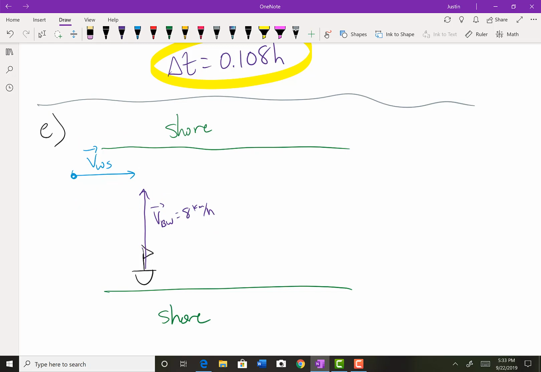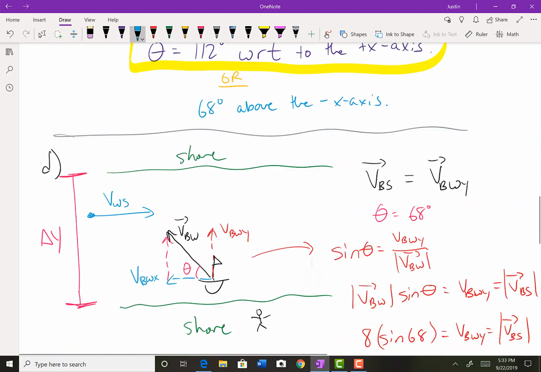and vice versa. So to find out how much time it's going to take, I know this distance from here to here, delta y, is 0.8 kilometers. So I can use, again, the velocity of the water, I just want to make sure I get this right, 3 kilometers per hour. I think that's right.